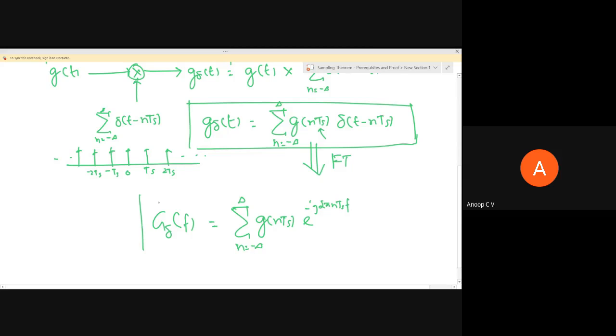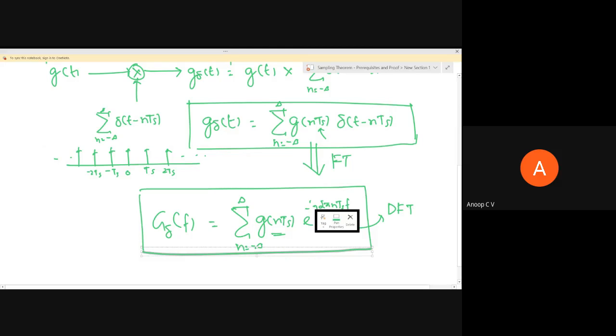But this expression of g delta of f as such won't help us to visualize the spectrum. In fact, this is the discrete Fourier transform expression of this g delta of t, the impulse train or discrete signal. To evaluate it, we should have knowledge of each and every sample, so it won't help us visualize what the spectrum actually is.